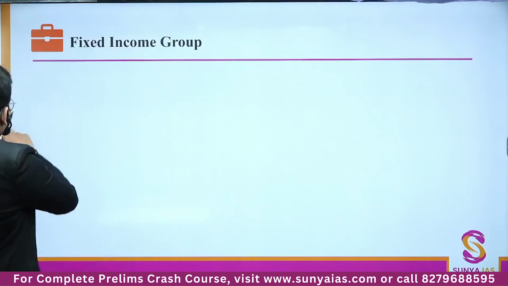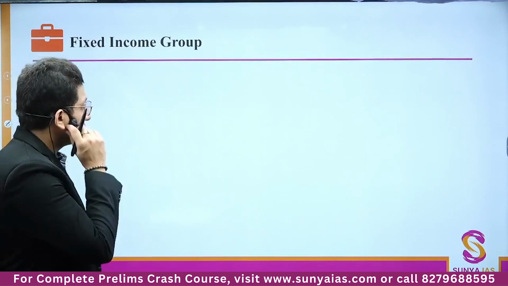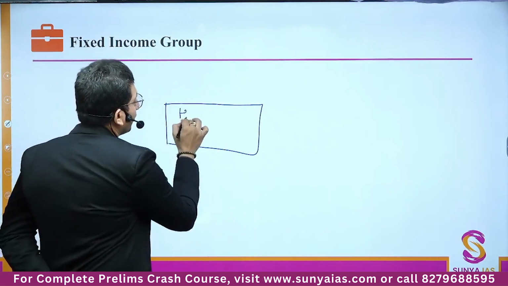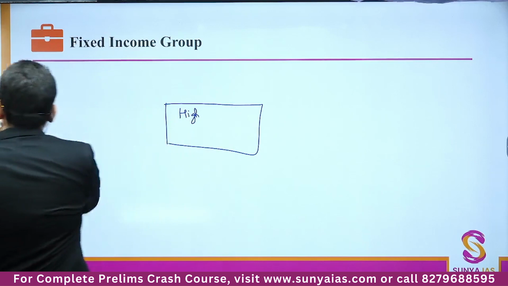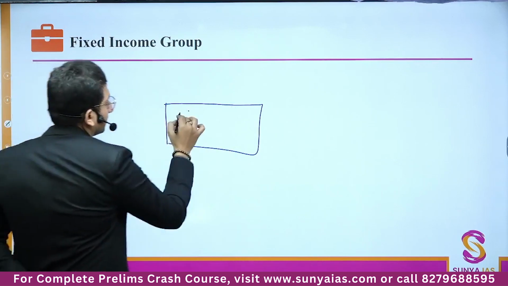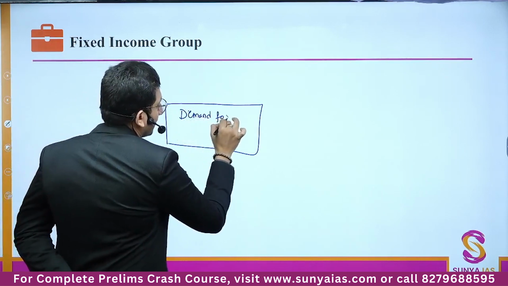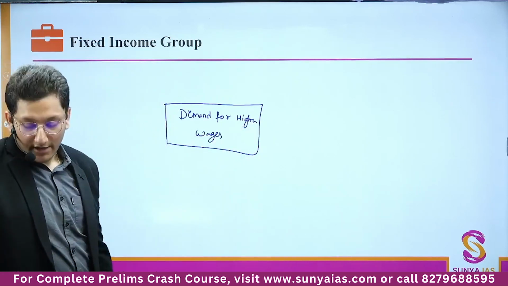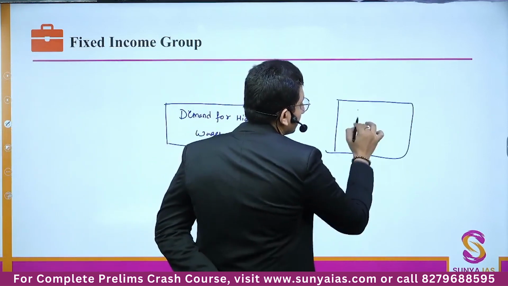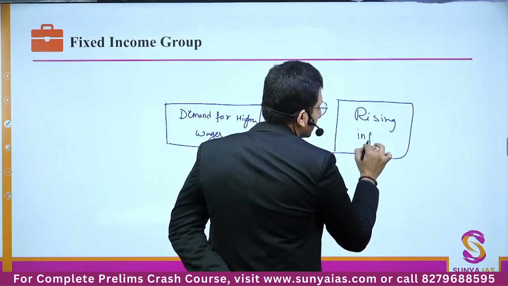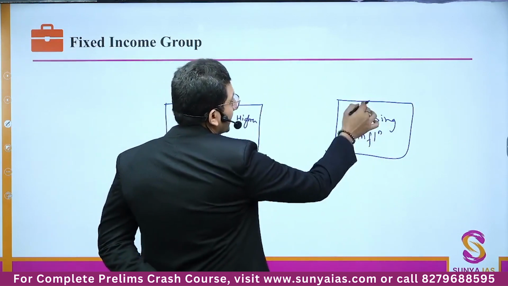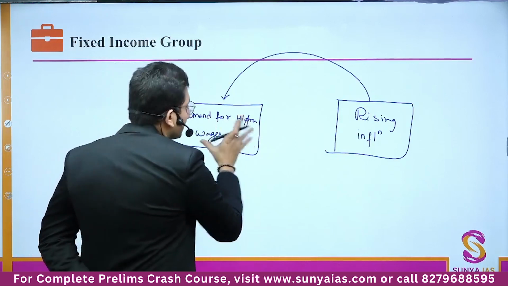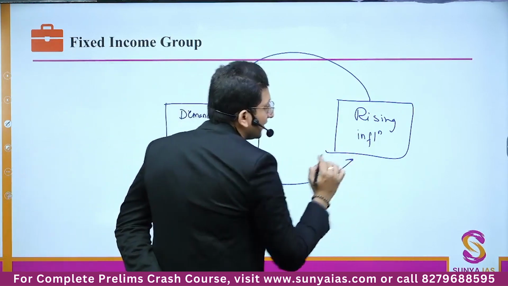Chalo. Ek bar fixed income group pe bhi dekh lete hain. How it's going to affect the fixed income group. See, when there is a high inflation, there will be demand for higher wages. Right, there will be demand for higher wages. And we know that there is rising inflation. With the rise in prices, there is a demand for high wages. And when these wages are increased, this will again increase the inflation.